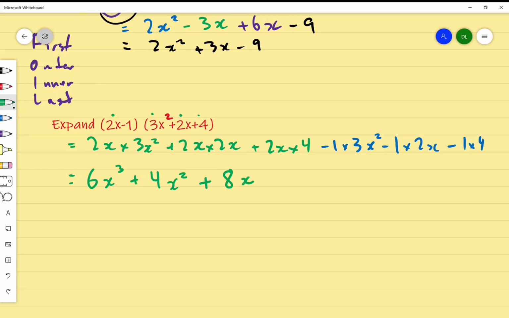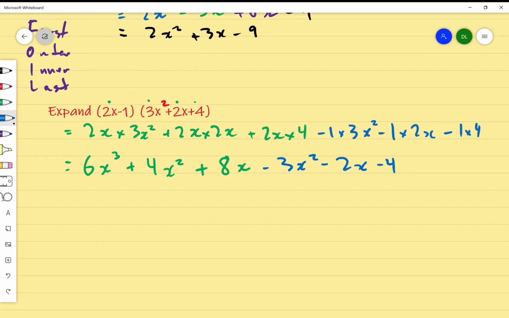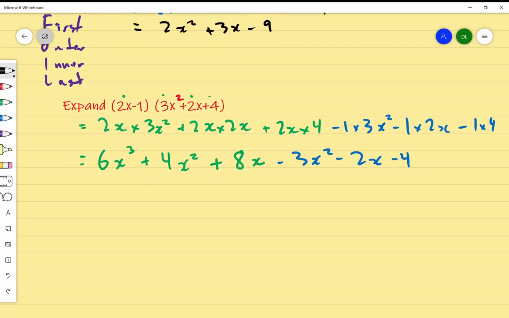Now let's go ahead and simplify the blue font. So negative 1 times 3x squared gives me negative 3x squared. Negative 1 times 2x gives me minus 2x. Negative 1 times 4 gives me negative 4. Now I go ahead and simplify. I know it's a big question, I do apologize. I simplify. Well, it's 6x cubed. Is there any other term that's similar? No. I'm going to get 6x cubed by itself. What about 4x squared? Yep. So I'm going to get 4x squared. So 4x squared take away 3x squared just gives me 1x squared or just x squared.